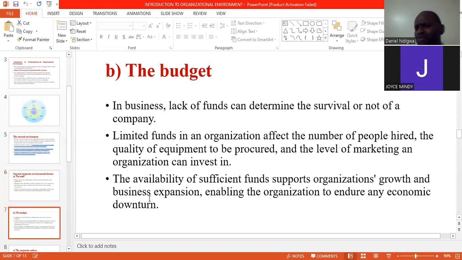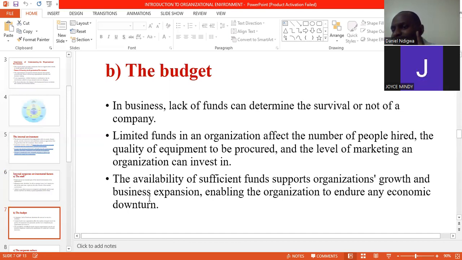Then the other thing is budget, which is also very important, which is an internal factor. So you need to set aside funds. And remember, funds will help to drive your business agenda. Budget will help you to hire the right people who will do the right job. Budget will help you to do your marketing well. Budget will help you to do your procurement. It will help you to pay your suppliers. Therefore, if an organization does not have enough or sufficient funds, then the business will not grow, the business will not expand, and this will affect the business, which finally will help the business to go down gradually.